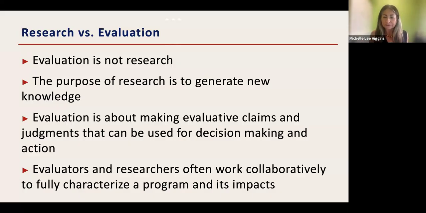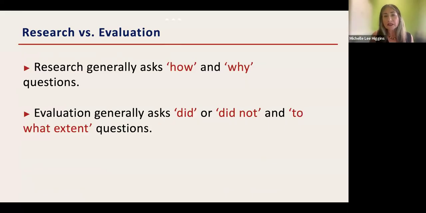Okay, so research generally asks how something happens or why it happens. You have an intervention, how does it work? What's that theoretical framework that's at play? An evaluation generally asks, did it happen or did it not happen? And to what extent? So, did you do the intervention and did you produce the impacts that you wanted? And to what extent did you do that? So, that's kind of the easiest way to explain the difference between the two.